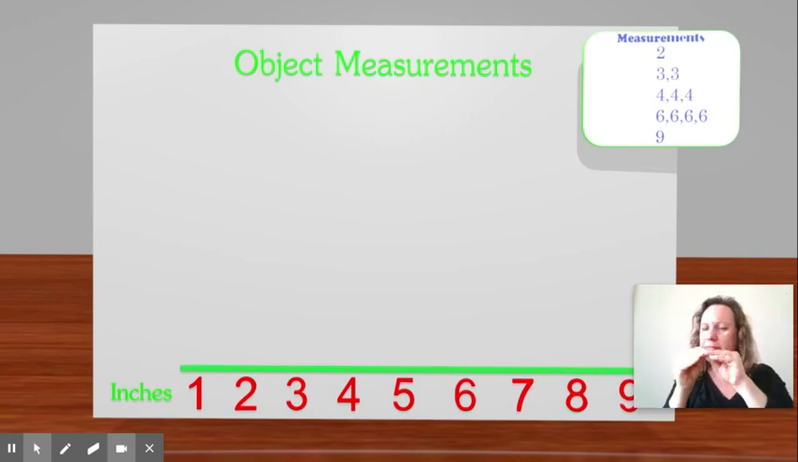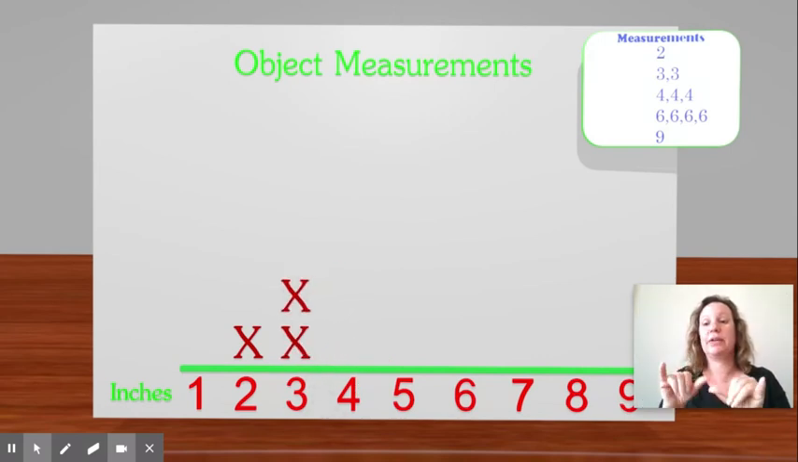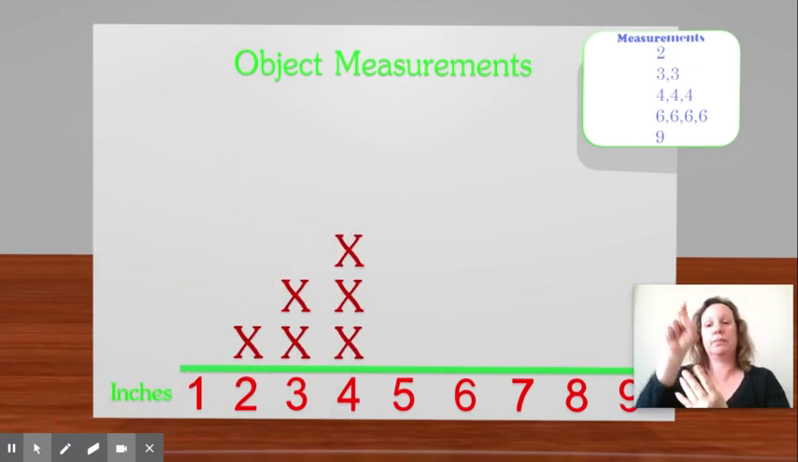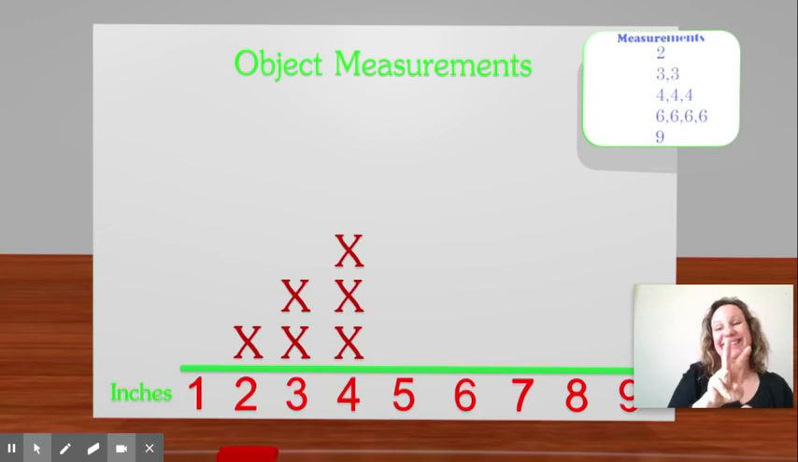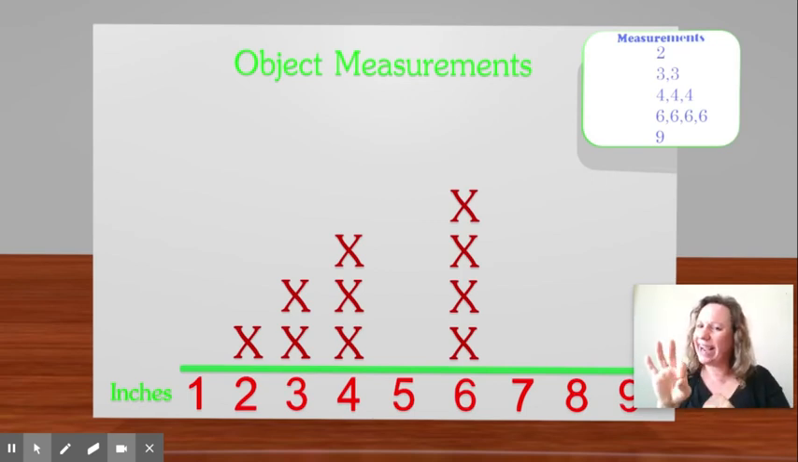We can see that we only had one item that measured 2 inches, so we put 1 x here to represent that item. We had 2 items that measured 3 inches, so we have 2 x's on top of each other to represent those 2 items. There were 3 items that measured 4 inches, so we have 3 x's on top of each other. We had 4 items that measured 6 inches, so we put those x's down as well. We only had one object that measured 9 inches, so just 1 x.